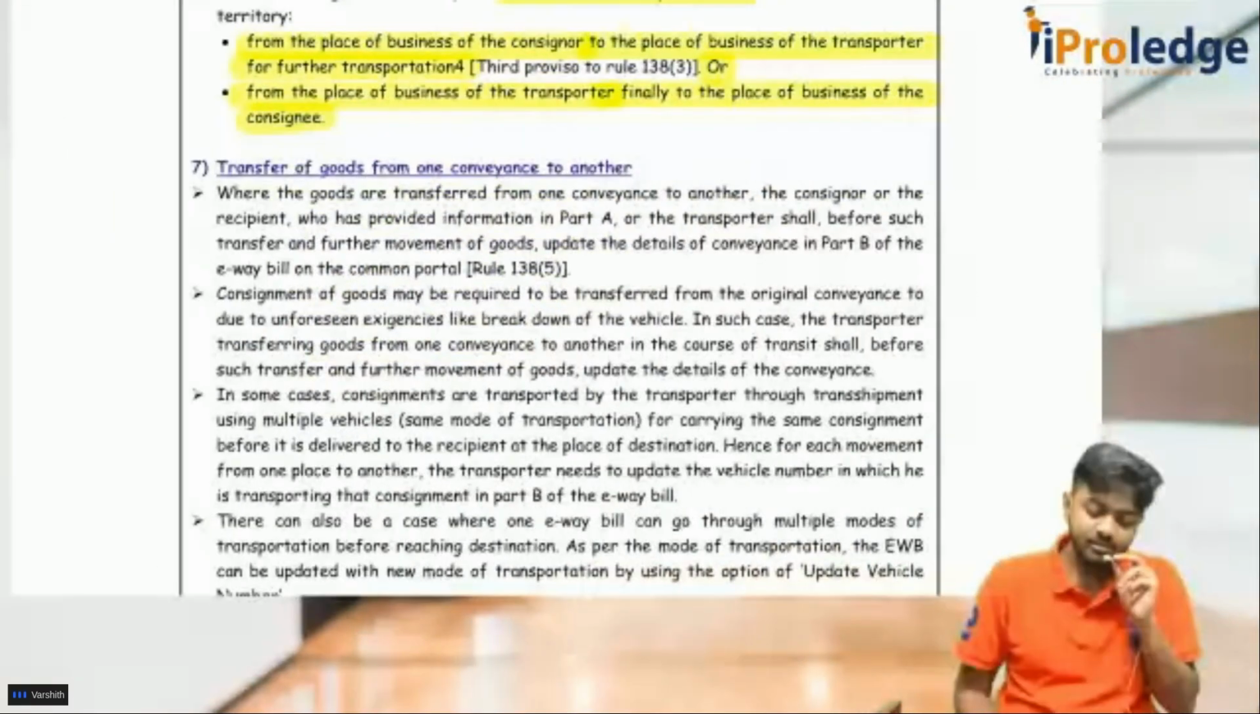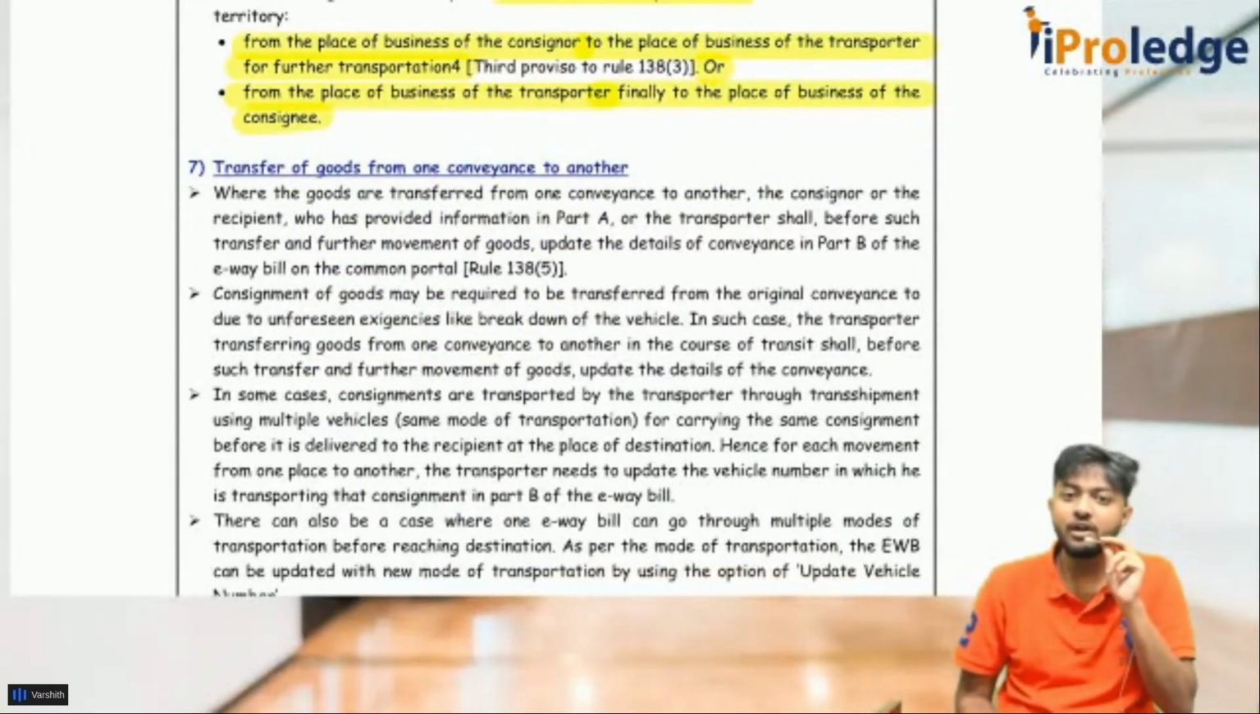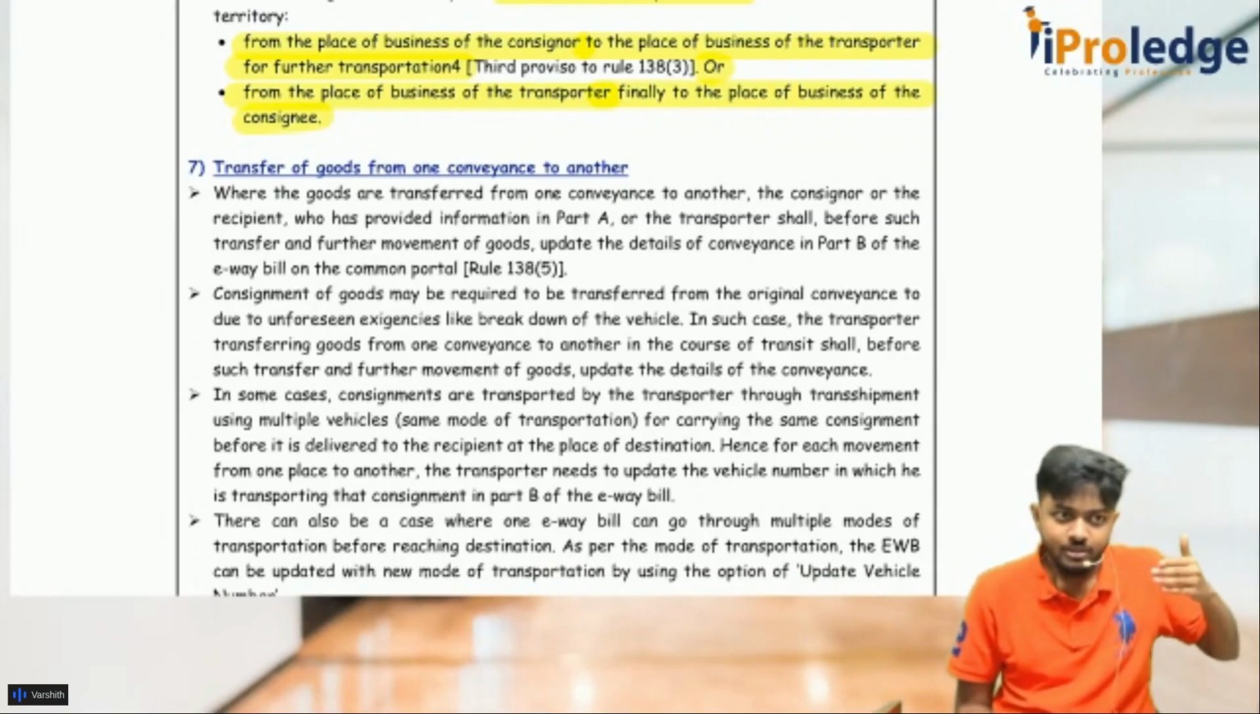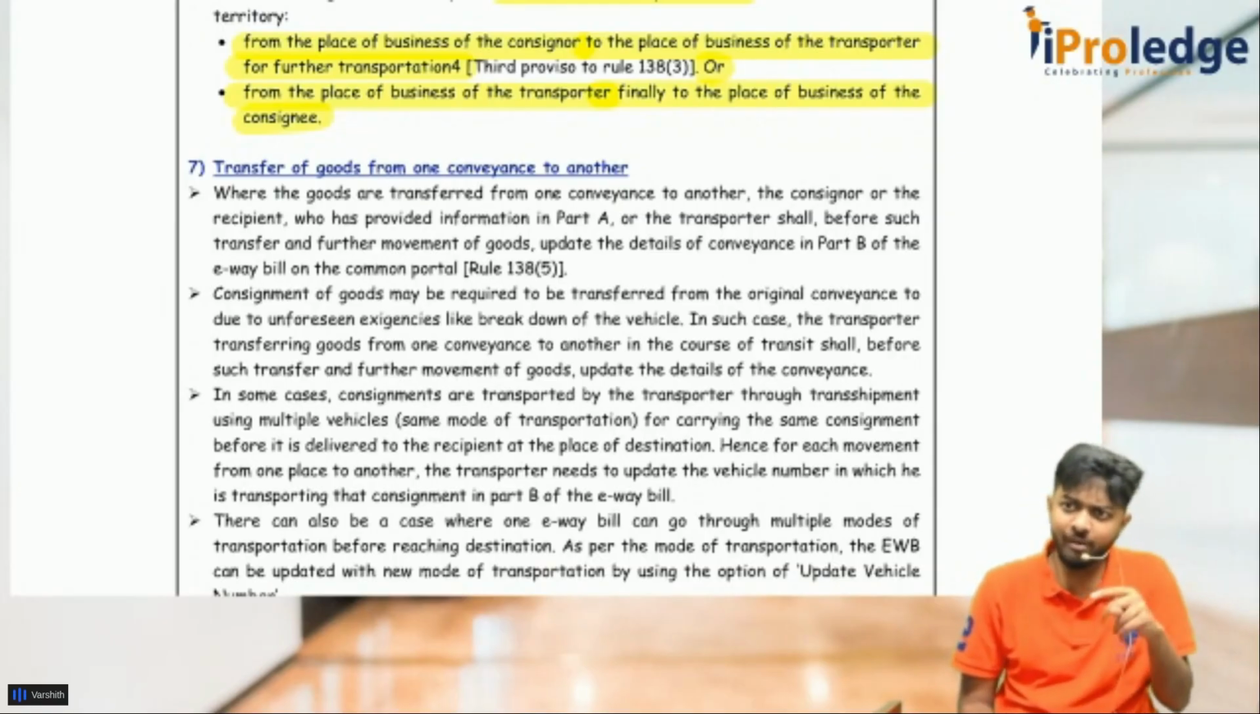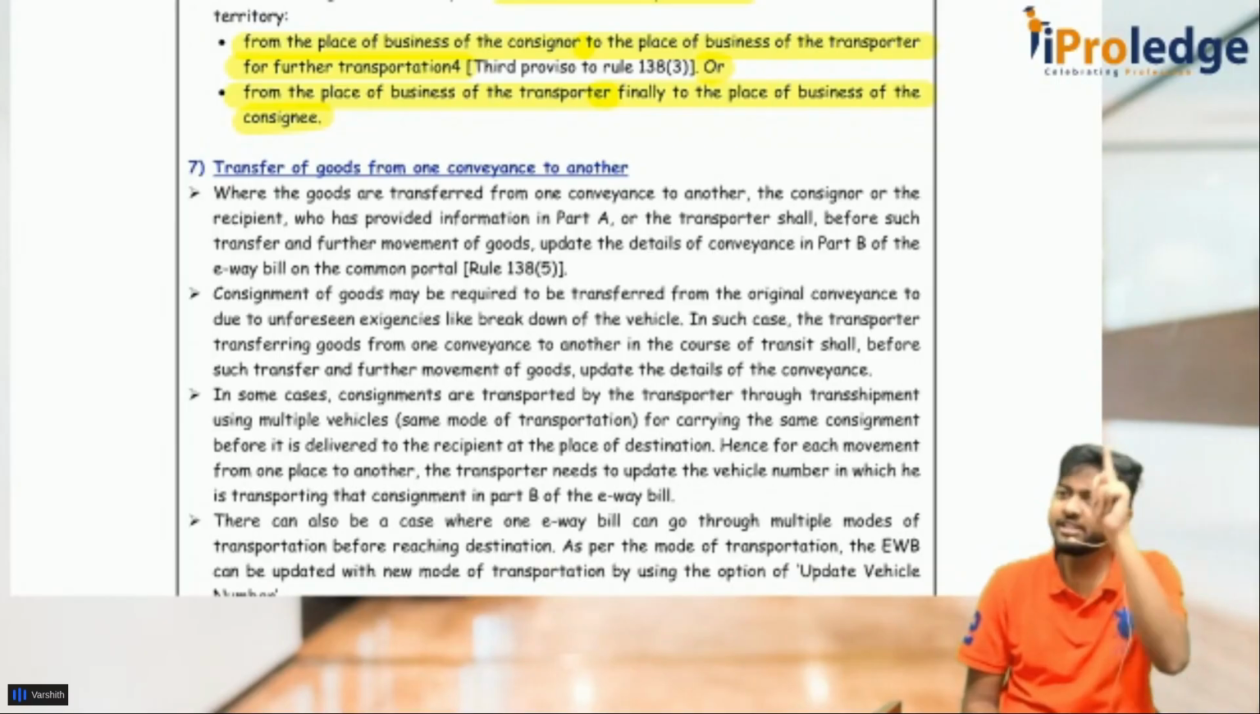Next, transfer of goods from one conveyance to another. Now one more problem happened here. Everything is okay, we are sending goods from Bangalore to Mumbai. Now sometimes what will happen? Goods will go from Bangalore to Mumbai in one conveyance, that means in one vehicle. Sometimes what will happen?